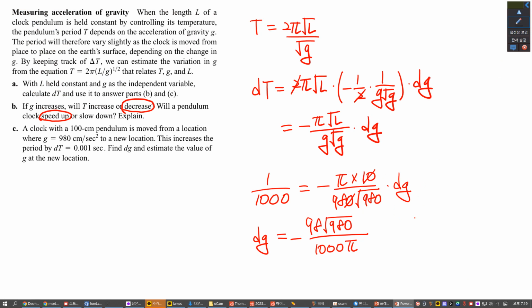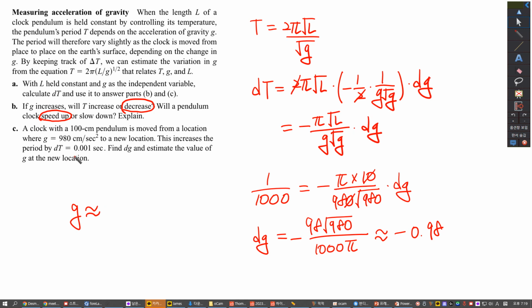Minus. About 1 centimeter per second squared decrease. So the new value of g will be about 979 centimeters per second squared.